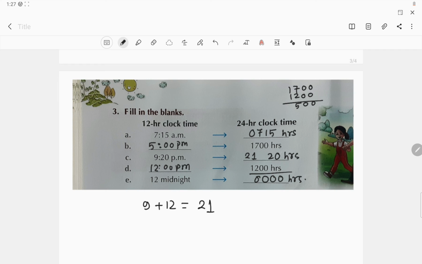So we have done exercise 11.4, that is about conversion of 24 hour clock time to 12 hour clock time and the reverse, 12 hour clock time to 24 hour clock time. We have done how to solve this kind of problem. Please go through this video and try to solve by yourself. Thank you.